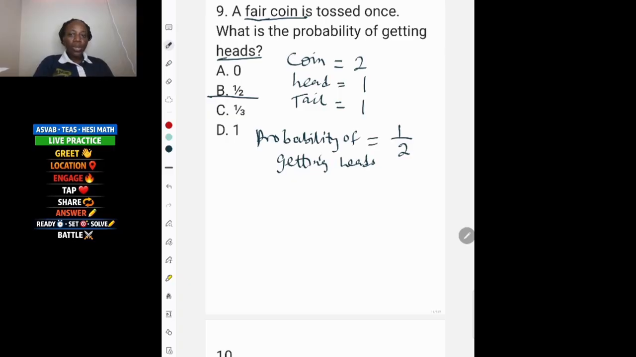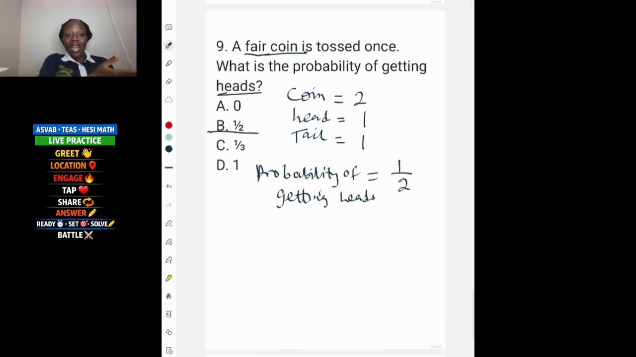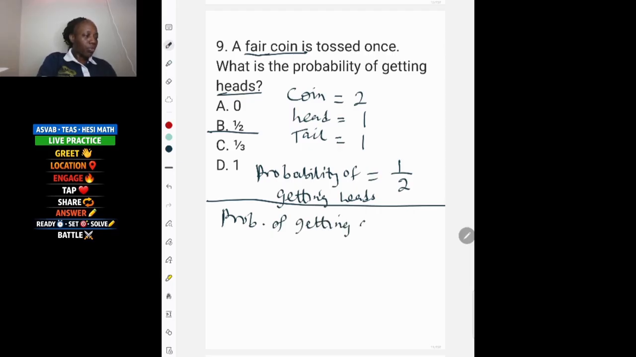So we can have more than this, right? What's the probability of getting a head or a tail? What are we doing in that one? I'm saying another example now. Probability of getting a head or a tail. What's that?